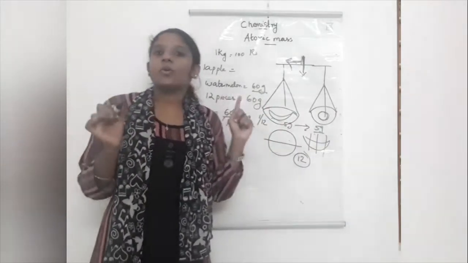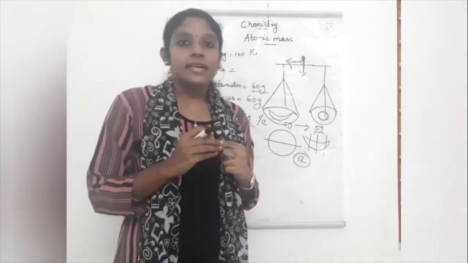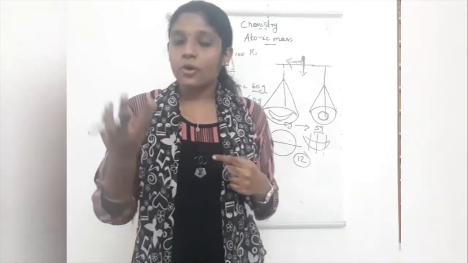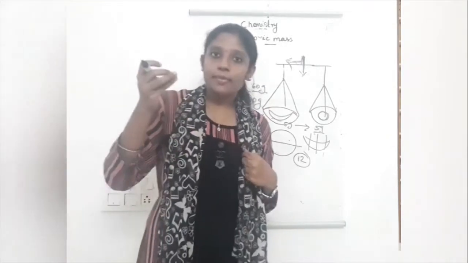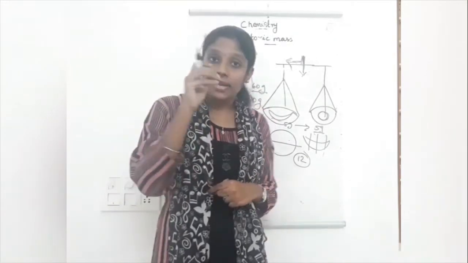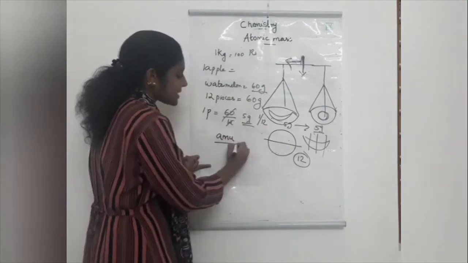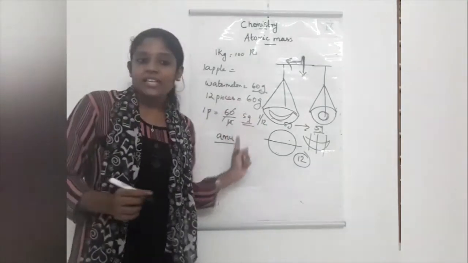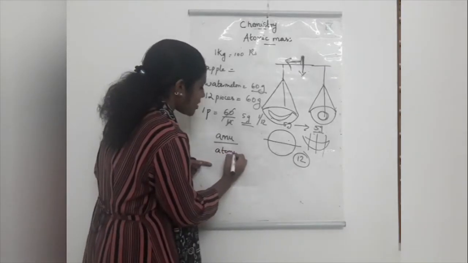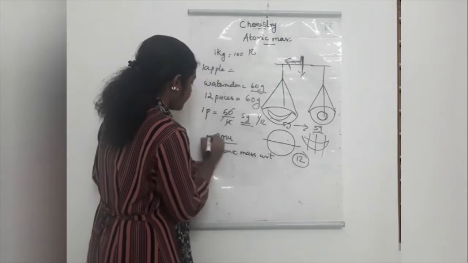This principle is used here, that is, you have already studied what is atomic mass. The unit we use to measure atomic mass is called amu. Atomic mass is measured in amu, that is, atomic mass unit. Atomic mass unit, the unit is atomic mass unit.